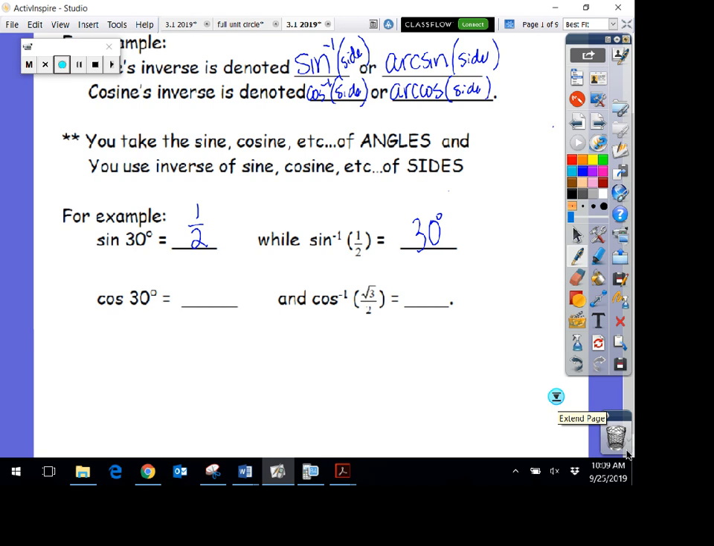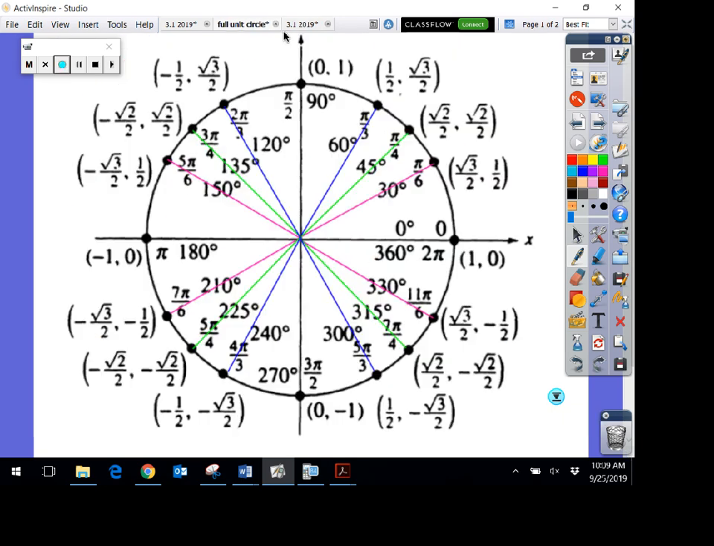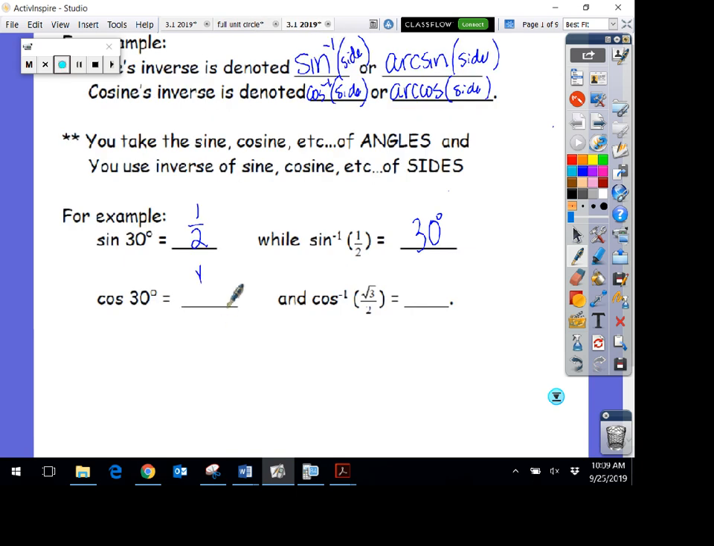Cosine of 30 degrees. Unit 1, same thing. We went to 30 degrees, we looked at cosine. It was √3 over 2. Now, if we take the inverse cosine of √3 over 2, that's going to be 30 degrees. So you take the sine, cosine, or tangent of an angle, and that gives us a side. You take the inverse of a side, and that's going to give you an angle.